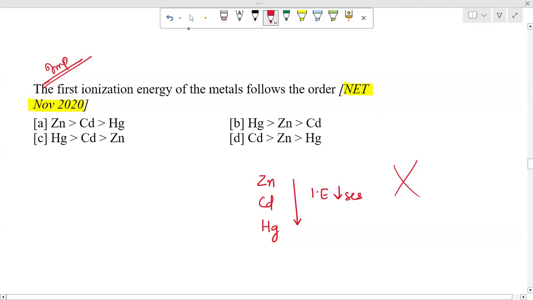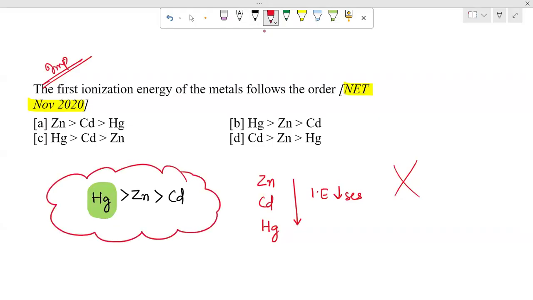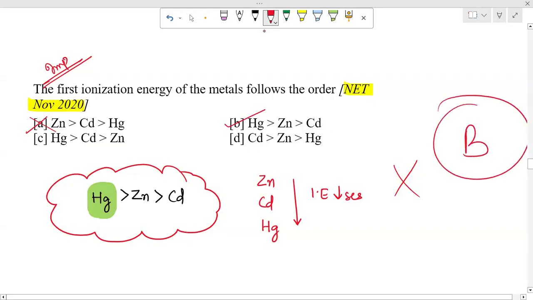This particular trend is not followed here. It's an exceptional case. The actual ionization energy is highest for mercury, and then zinc and cadmium. Mercury has come to the first place. So we might think mercury is the lowest, then cadmium, then zinc, and mark option A according to the general trend, but no. It's actually D: mercury comes first and then zinc and cadmium. Mark this question as important.